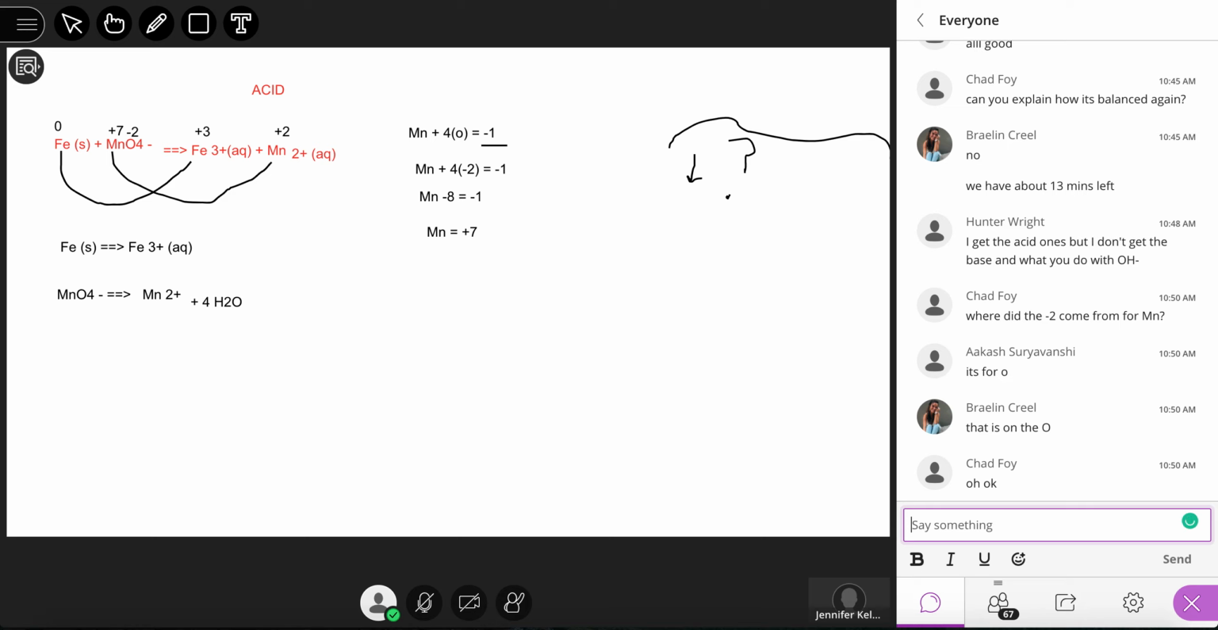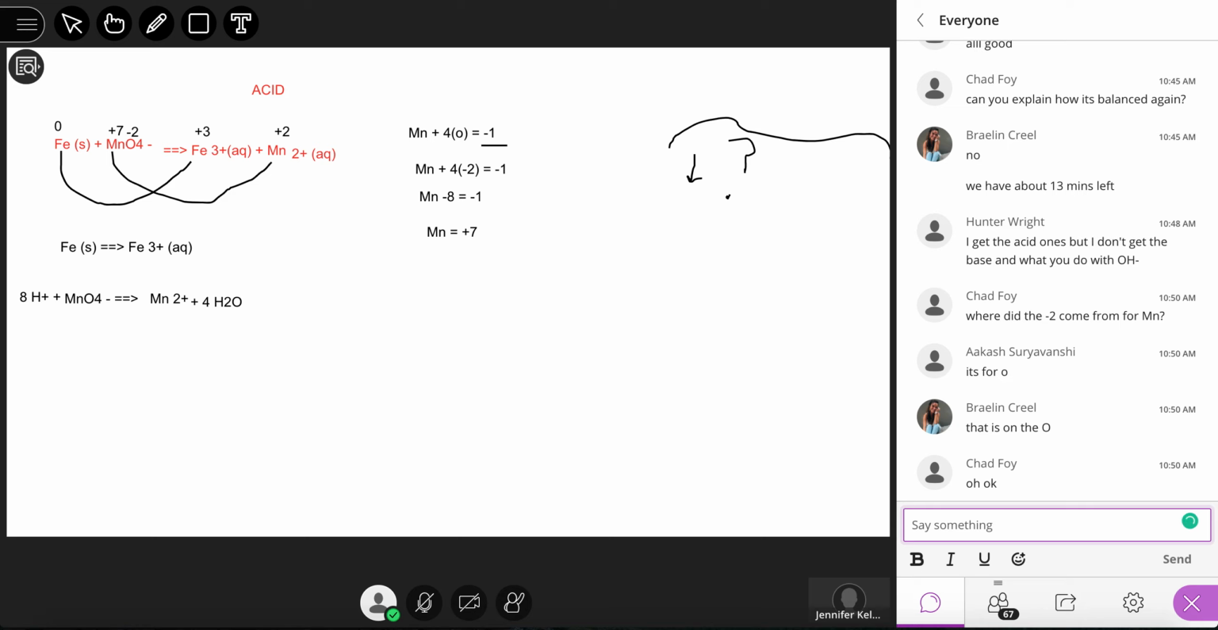Problem is, I now have 8 hydrogen on the right. So I'm going to add hydrogen to the left in the form of H+. All right, so it's H+ plus MnO4- makes Mn2+ plus 4H2O. Now, H+ has an oxidation state of +1, oxygen of -2. On the right-hand side, hydrogen still has a +1 oxidation state and -2 for the oxygen. Those don't change. The only thing changing here is manganese.